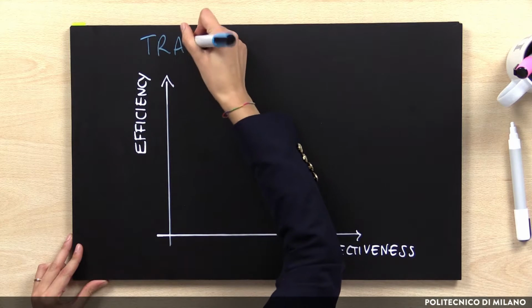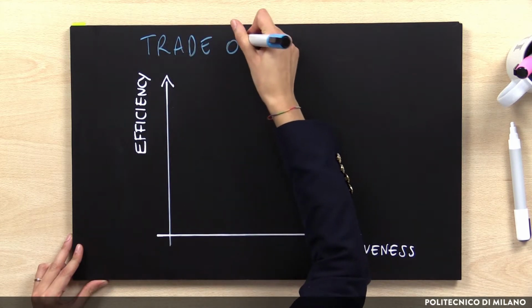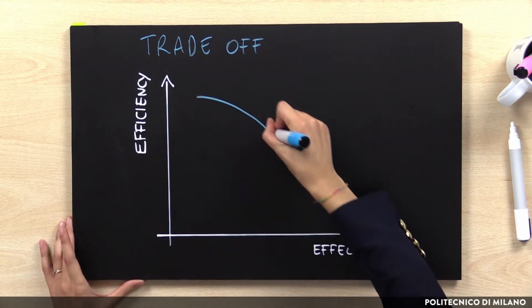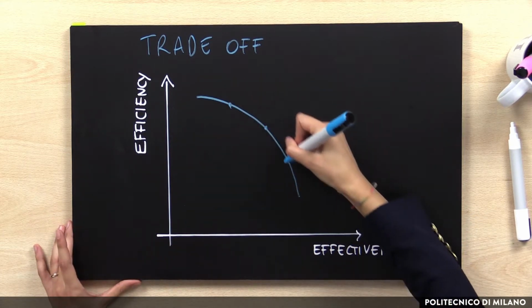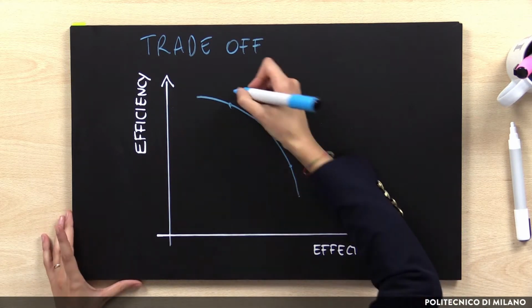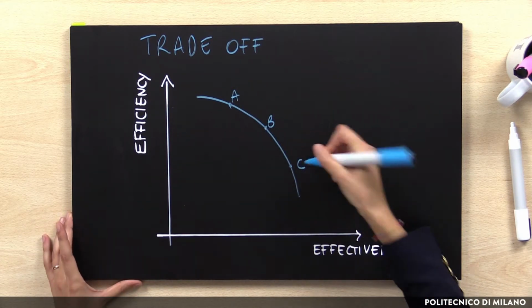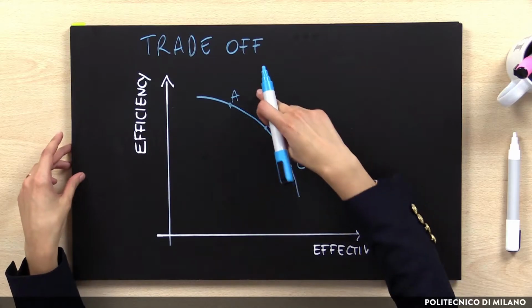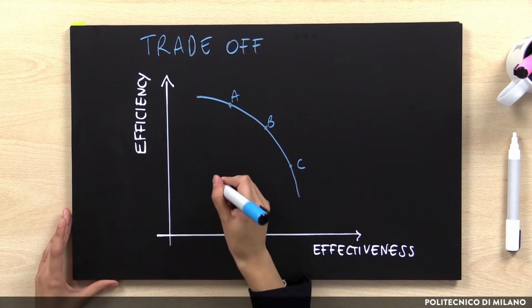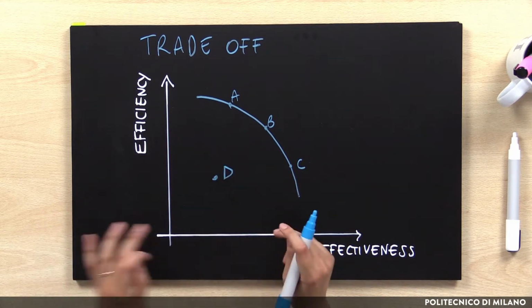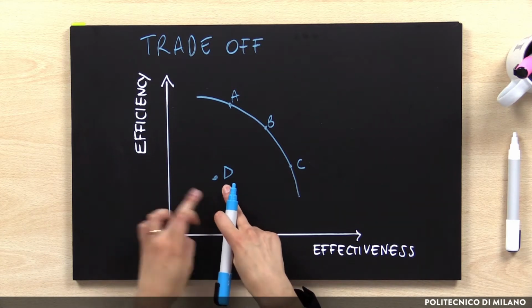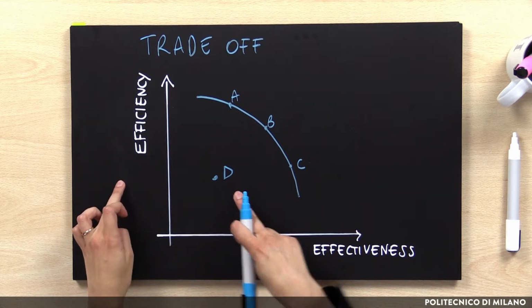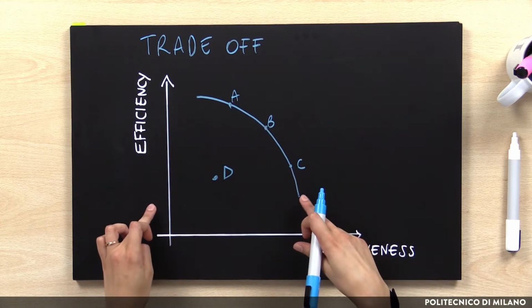We can try to manage this trade-off by identifying the trade-off curves, which is the set of optimal points determined by the current technologies, competencies, and management methods. A process can have an optimal performance, such as A, B, and C cases, or a suboptimal performance, such as the D case, because the process is performing with an effectiveness and efficiency level that can be both improved with existing current technology and methods.